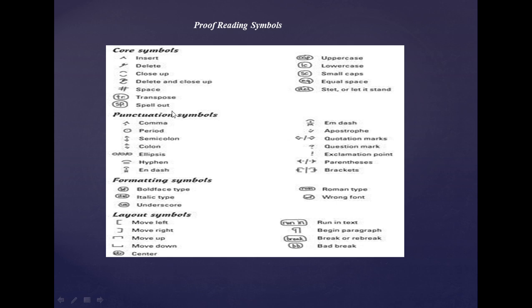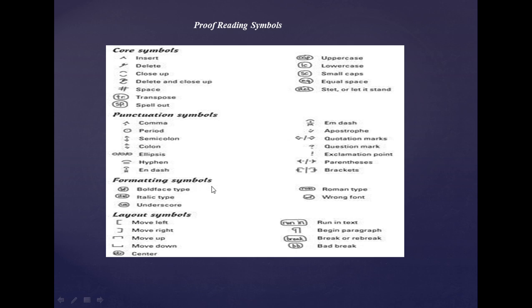Next is spell out. Spell out means when you think that the word spelling is not properly explained or it is written in an abbreviation form, so you mention the word spell out. Then we have uppercase, lowercase, small caps, equal space, or let it stand. Now these are the punctuation marks and these are the symbols for the same. As you can see, it starts from comma and so on.